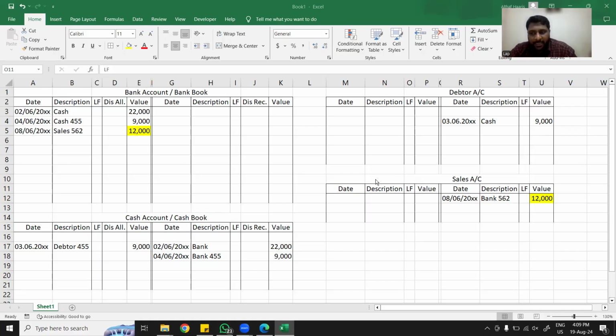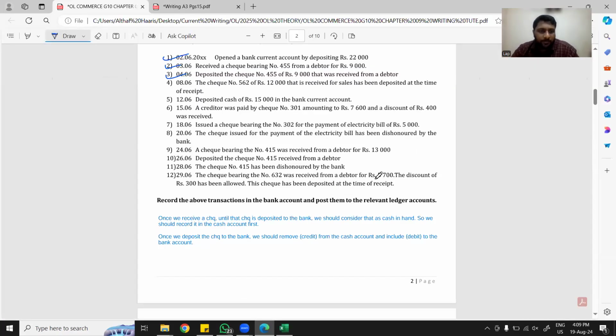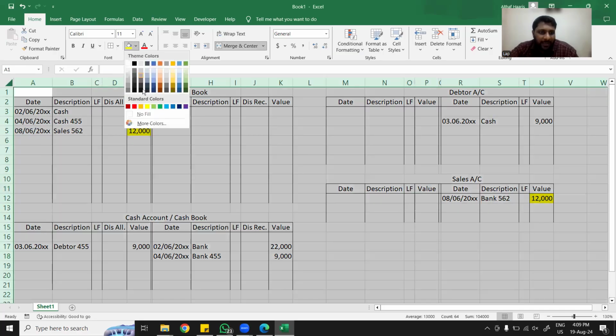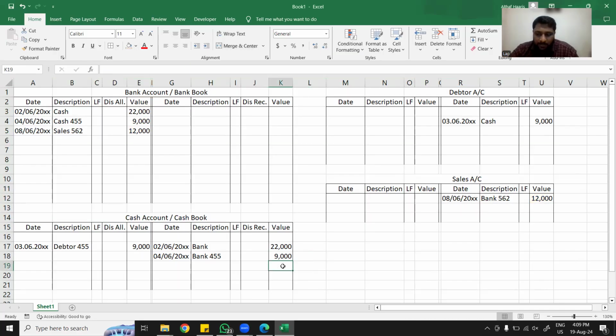Now let's move to the next one, people. Deposited 15,000 in the bank current account. So from your money you are depositing, your money is going out inside the bank. So money decreasing, credit 15,000, bank increasing, debit 15,000. Here you can write cash and here you can write bank.